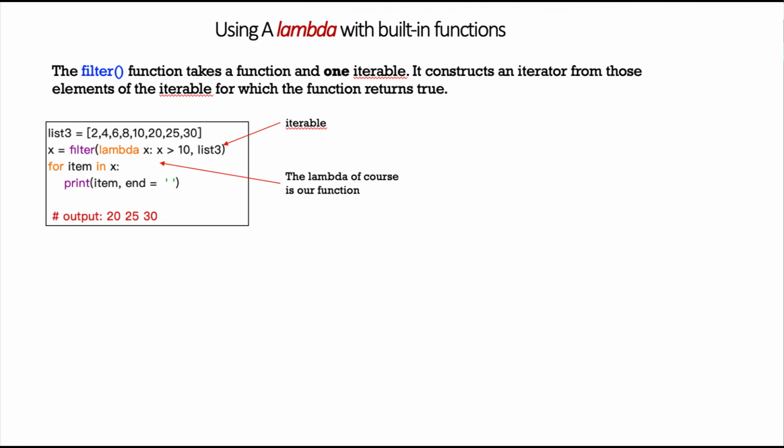So we have list3, a list of numbers 2 through 30 here, and then x equals filter lambda x colon, where x is greater than 10, comma, and we pass it list3, our one iterable. And here we use a for loop instead of the list constructor. So for item in x, print item, and then I do end equals empty quotes, so it prints all on one line, and we see that the results are 20, 25, 30, all those items in our list that are greater than 10.